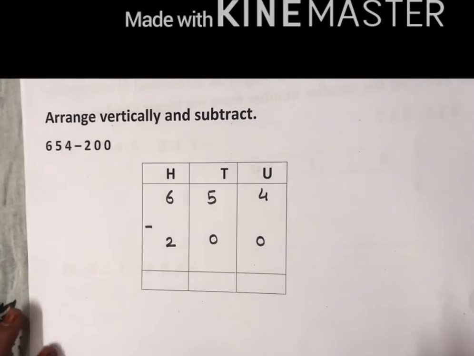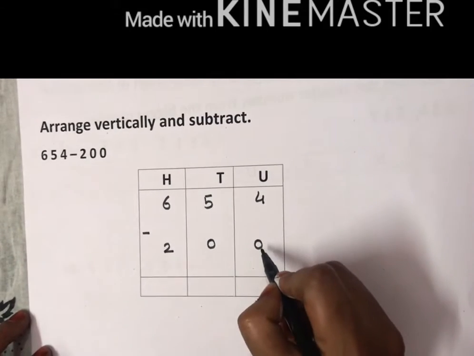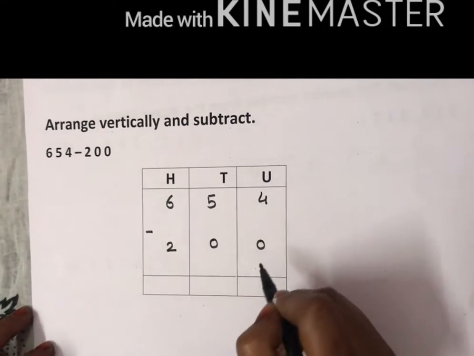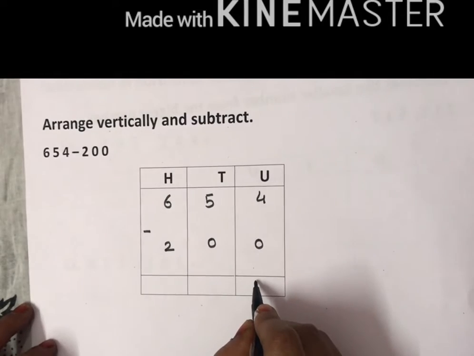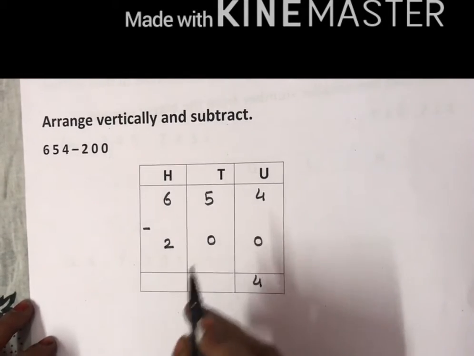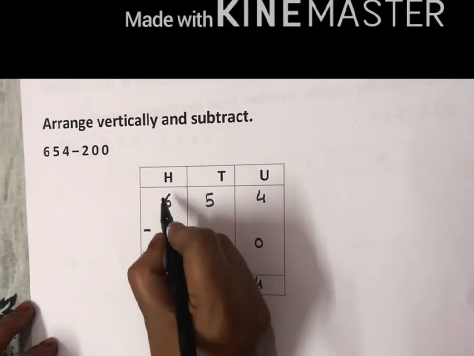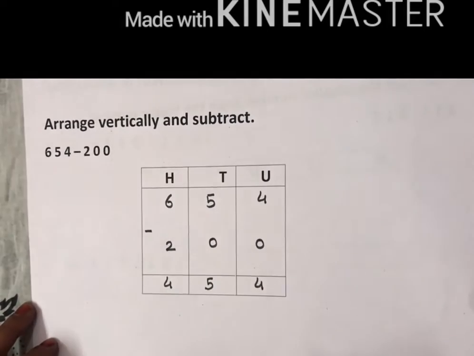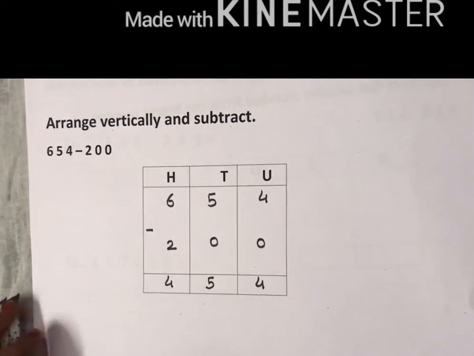Now we will do subtraction. We will start with unit place. So 4 minus 0, what will come? As per our subtraction rule, whenever we are subtracting 0 from any digit, the same number will come here as the answer. So 4 will come as the answer. Similarly, for 5 minus 0, the answer will come 5 here. And 6 minus 2, the answer will come 4. So we got the answer 454.